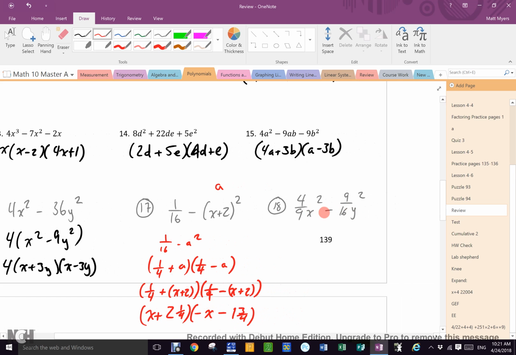What about this one? Same idea. What's the square root here? 2/3. X plus what? Y. And then the same thing. 2/3 x minus 3/4 y.